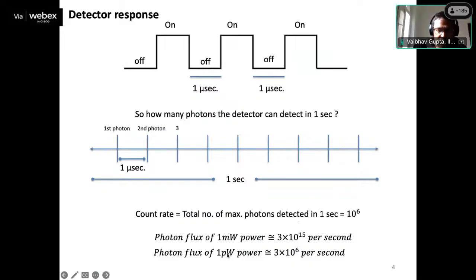So rather than milliwatt, we go to picowatt, 10 to the power minus 12 watt. And then we have roughly 10 to the power 6 photons per second. And now at least we can deal with them with the same detector. So one way is to reduce power.